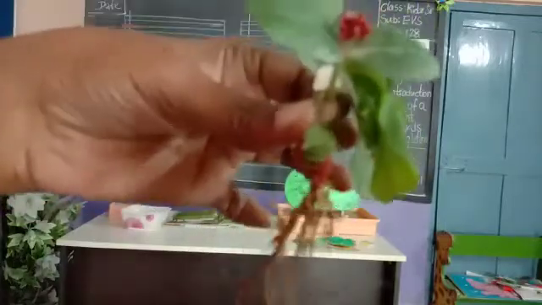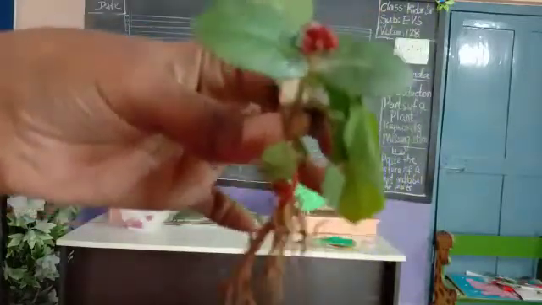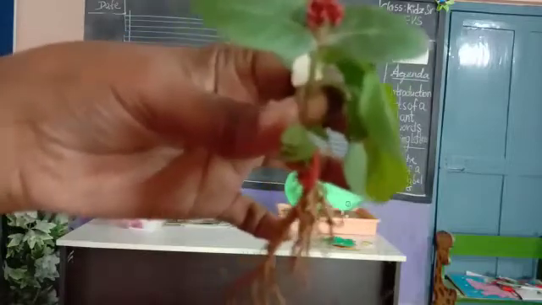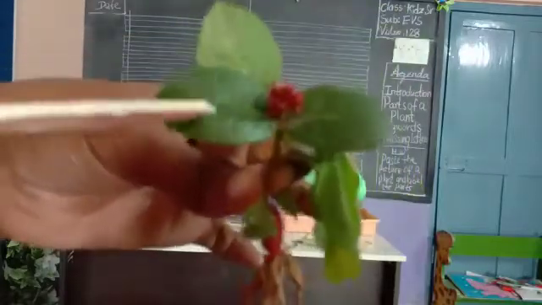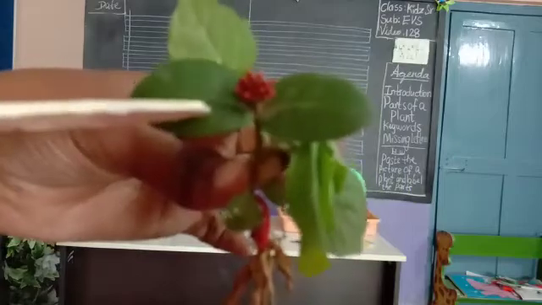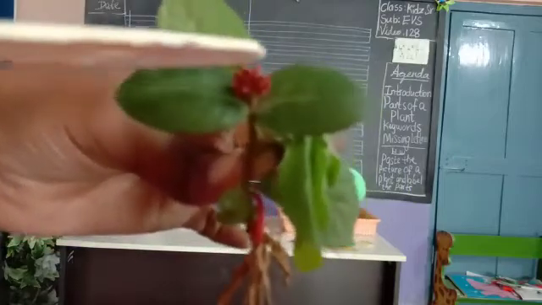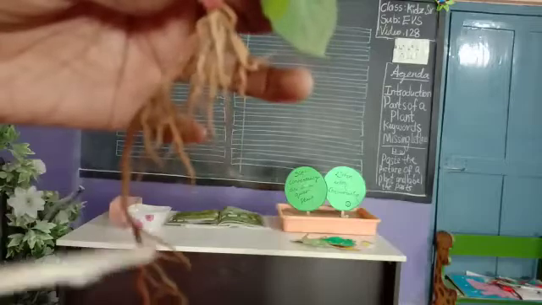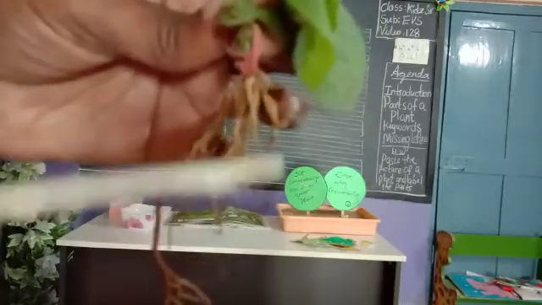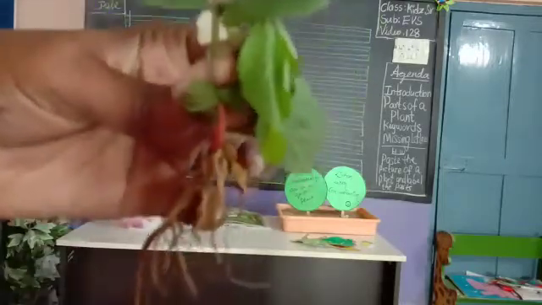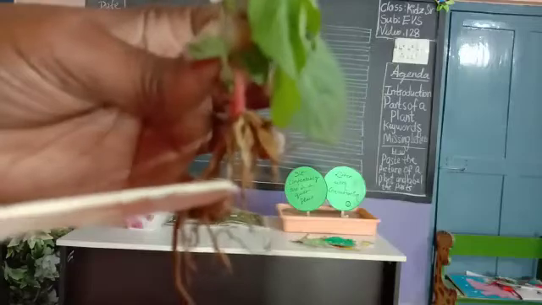Now what do you see, children? You can see leaves, very good. You can see the flowers, yes. And what is this, children? Can you identify what this is? Yes, very good. These are the roots of a plant.